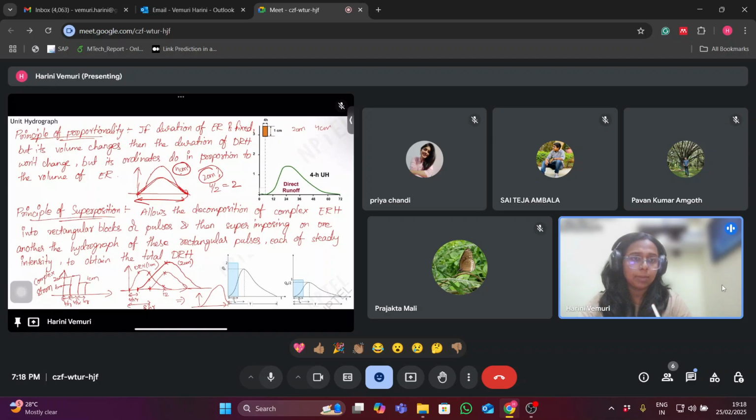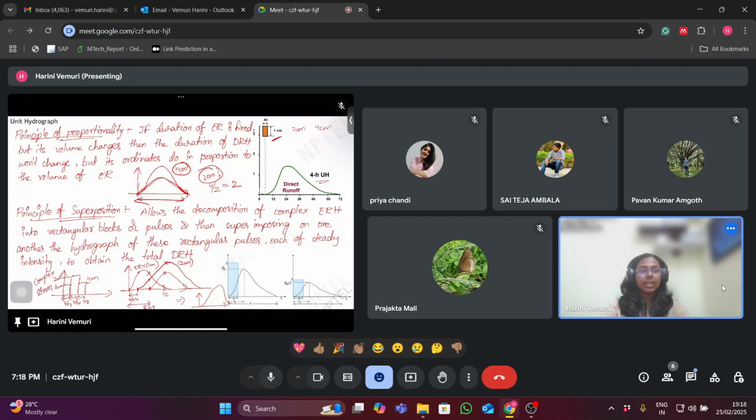So now coming to what are the applications of unit hydrograph? Why are we doing this? That's because unit hydrograph will be helpful in developing flood hydrograph, which can be used for designing a hydraulic structure. Suppose we have a unit hydrograph like this, suppose for 4 hour duration.